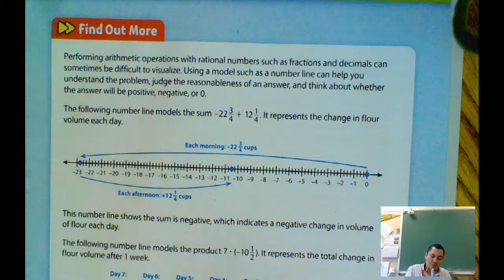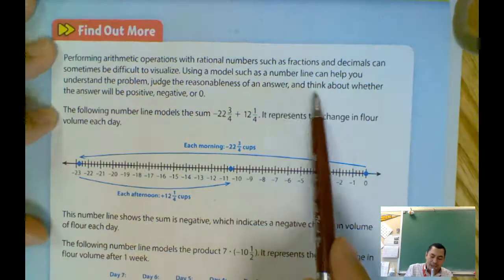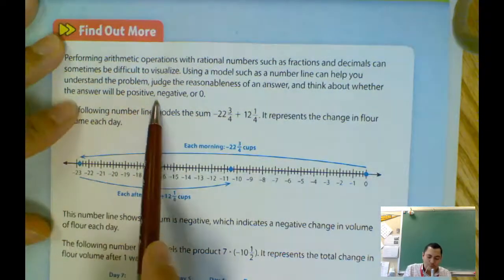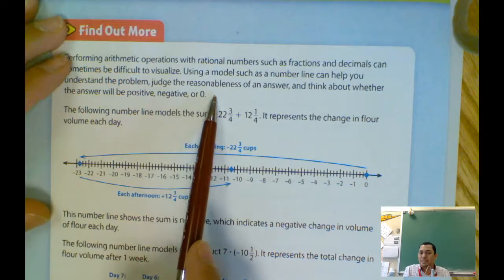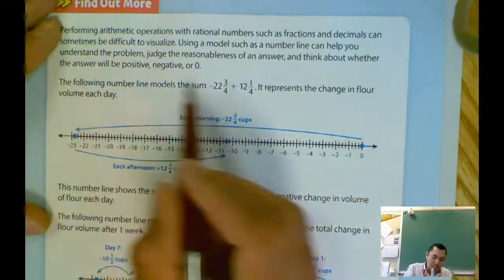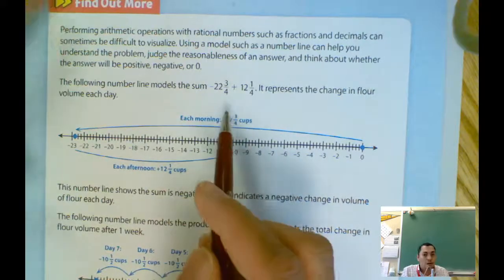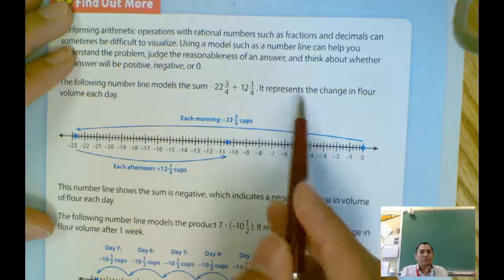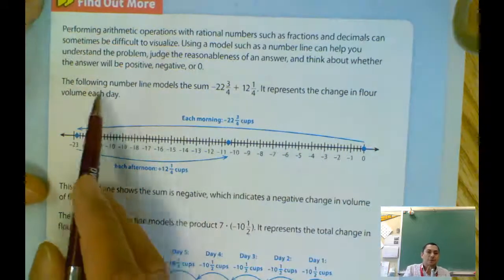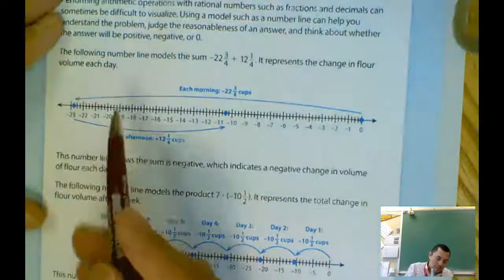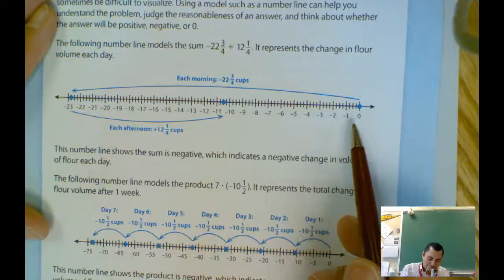So judge the reasonableness of an answer and think about whether the answer will be positive, negative, or 0. So in this case, we have the following operation. We know the solution already. It represents the change in flour volume each day. So in this case, you have a number line.